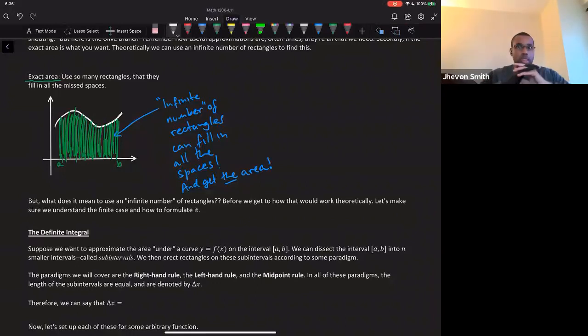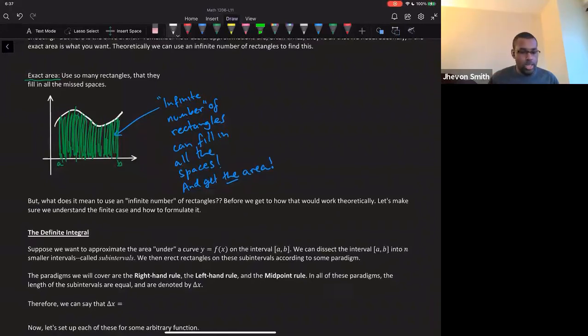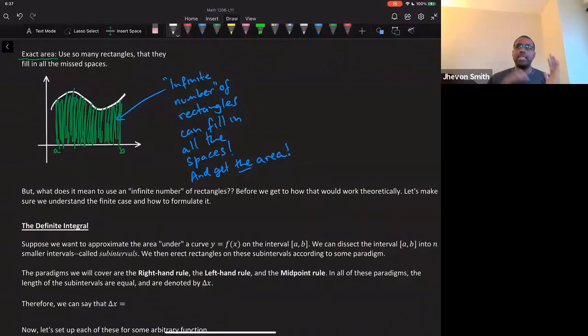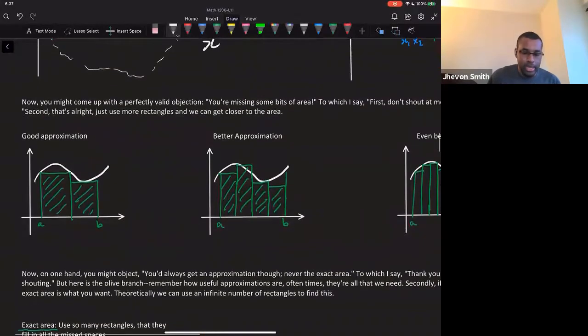And there are many ways to do this. But in this class, I expect you to know 3 ways to do this. And I'm going to talk about those 3 ways, and I'm going to describe precisely what you need to do to accomplish that. So what this is called is something called the definite integral, right? And so the idea is, how can we make this precise? Well, suppose you want to approximate the area under some curve y equals f of x on an interval AB. You dissect the interval AB into smaller intervals, right? So that's going to be these guys right here.